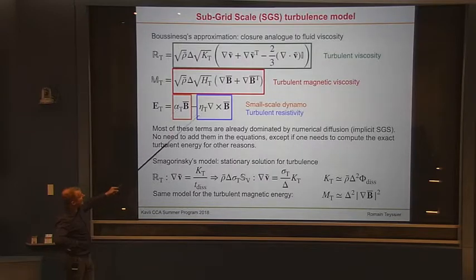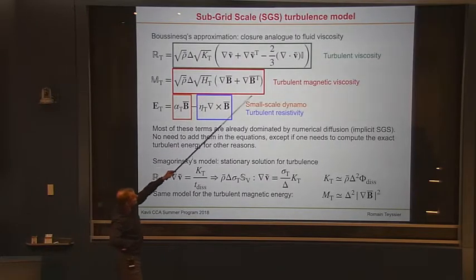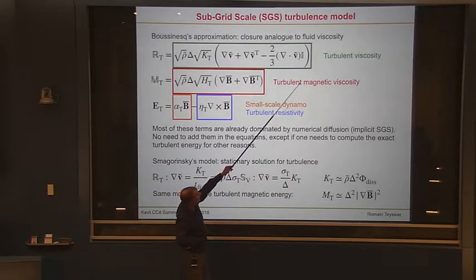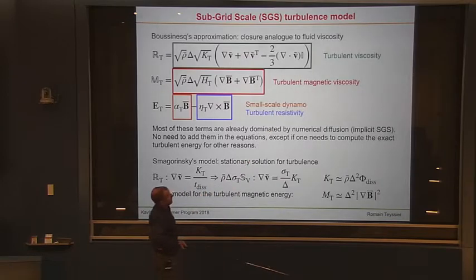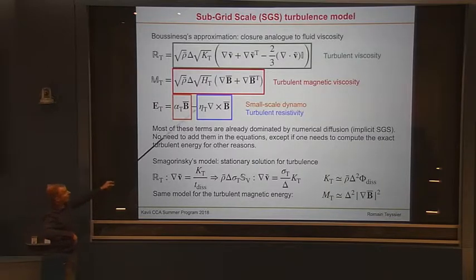Right? And this is called the magnetic viscosity tensor, and this is called the velocity viscosity tensor, or kinematic viscosity tensor. Okay, but of course, all these four boxes are related to turbulence, to unresolved turbulence, right?